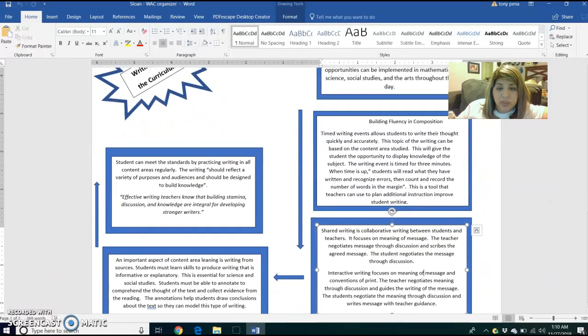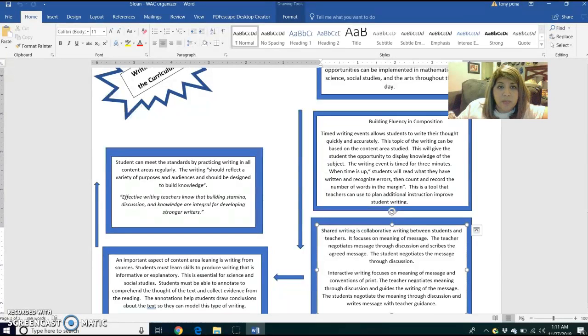Building fluency and composition, it suggested 3-minute timed writing events for all content areas. For math, you could use, what do you know about addition? Write for 3 minutes, tell me what you know. For science, it could be, tell me what you know about the solar system, just as examples of timed writing events. That way students can let you know what they comprehended in your lesson.